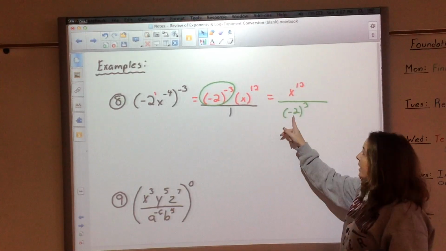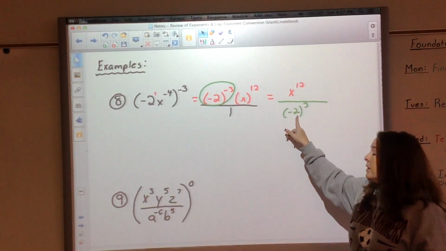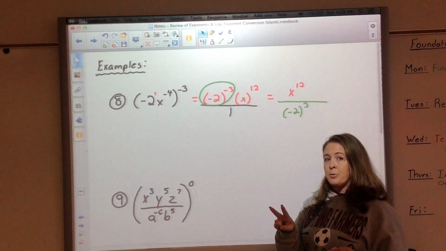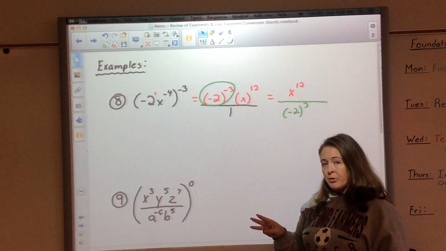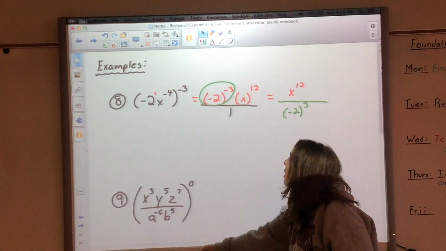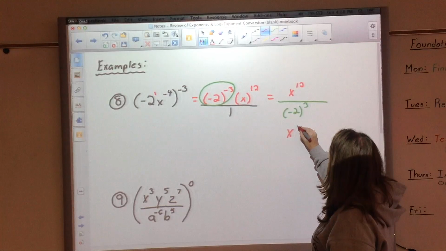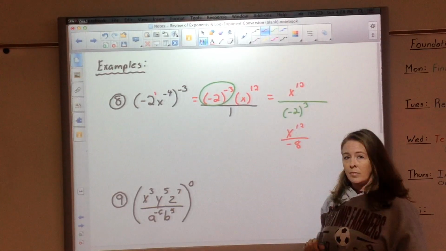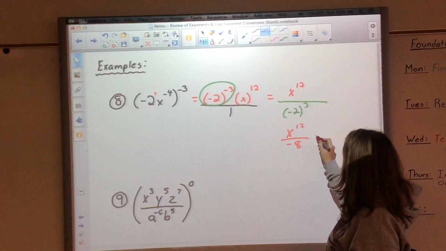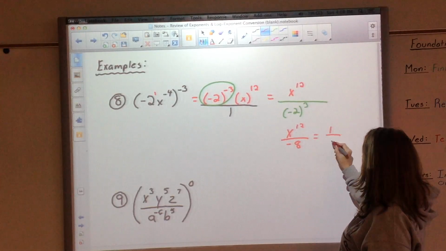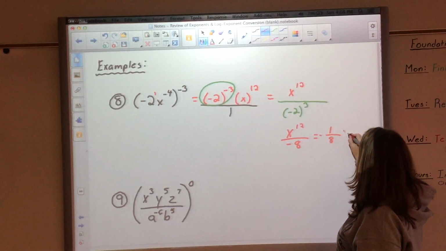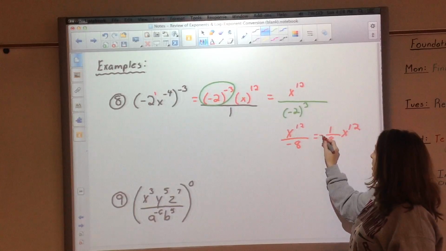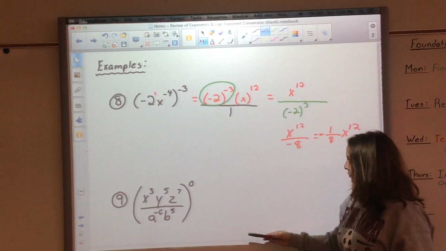All right. Now we can also figure out what this is. Negative 2 to the positive 3 power. So negative 2 times negative 2 is positive 4, times another negative 2 is a negative 8. So we're going to rewrite this as x to the 12th over negative 8. And that's it. Some of you will prefer to write it as negative 1 over 8, x to the 12th. I would be good with this, but technically this is correct as well. Just don't forget that you have a negative there.